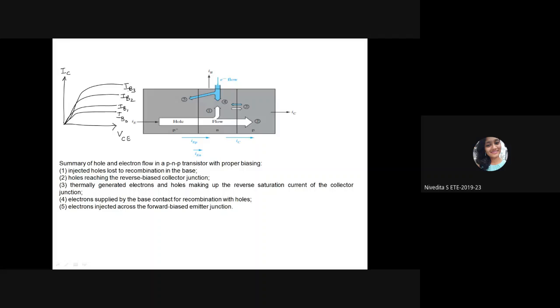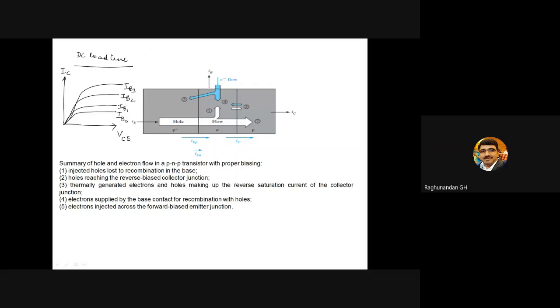Because we are changing the base current. For different base currents, you get different waveforms, and the plot is collector current versus collector to emitter voltage. This is the plot we have done. To this, we are going to draw a line called the DC load line.